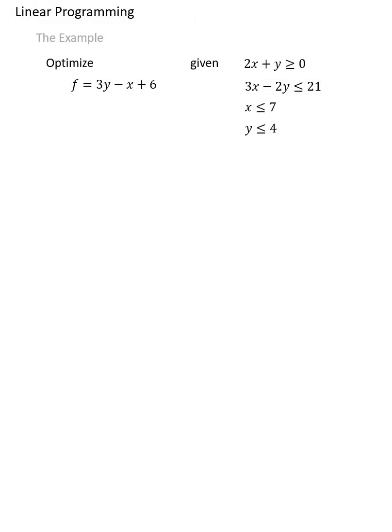This example, in fact, is the very problem seen at the beginning of this video. Now let's go through the process of solving it in a more mechanical, reliable way. We're optimizing this function. That means we are looking for the absolute largest and absolute smallest value that f can have, given the constraints on the right side of the screen.